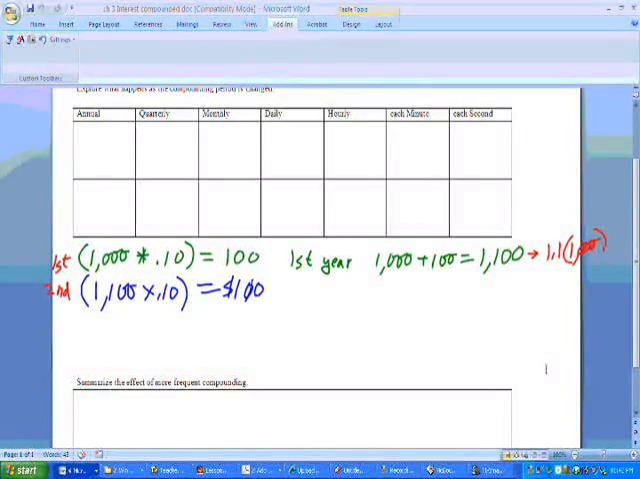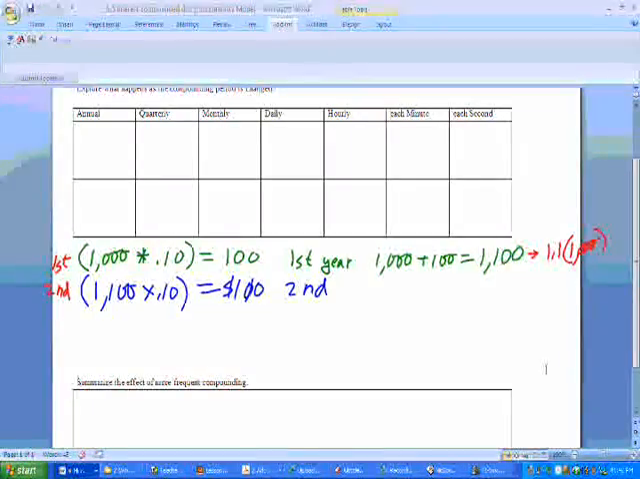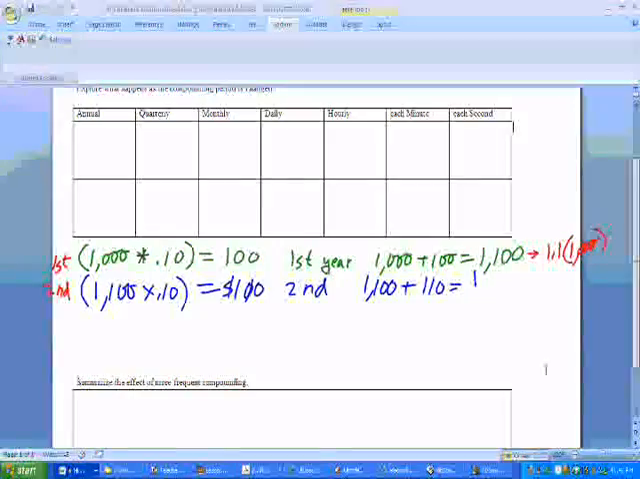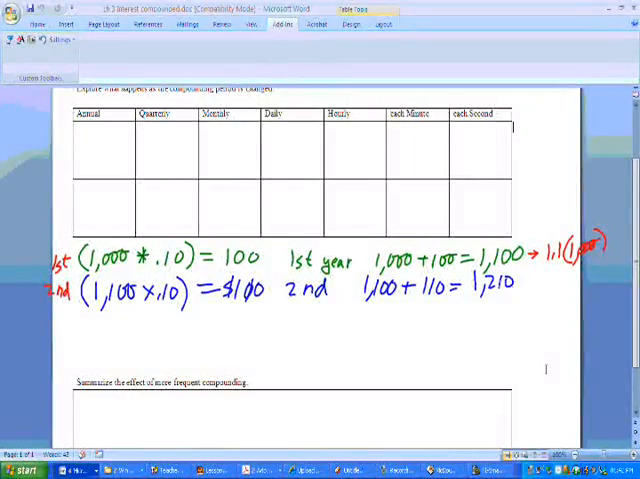So at the end of the second year, you've got $1,100 plus $110, which is $1,210.